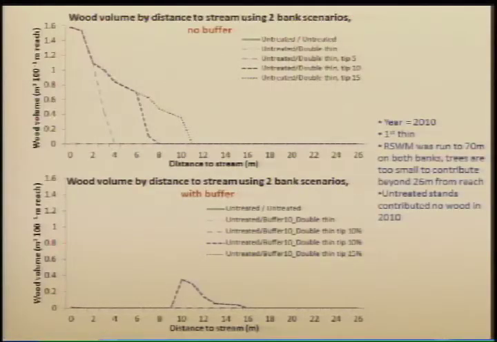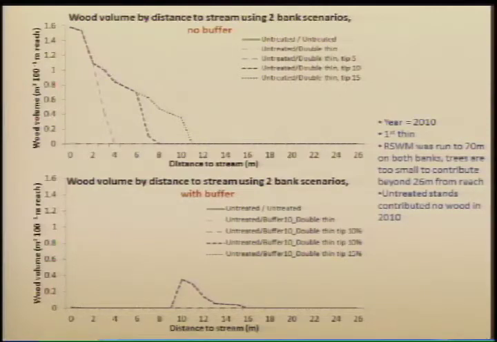This is another plot that we put out. It's the same scenarios. Again, I've got the no buffer on the top and with a buffer down below. Again, you've got wood volume on the upright axis, and then you've got distance to the stream. So this is showing you where that wood is coming from. This is plotted just for the one year, 2010. So what you're seeing here is the results of the first thin and tip.